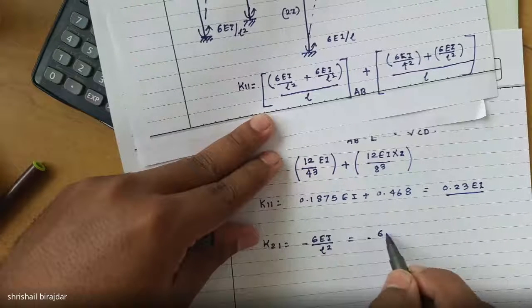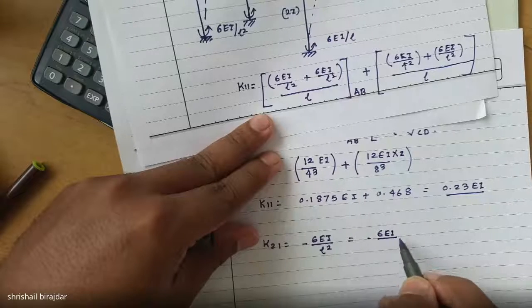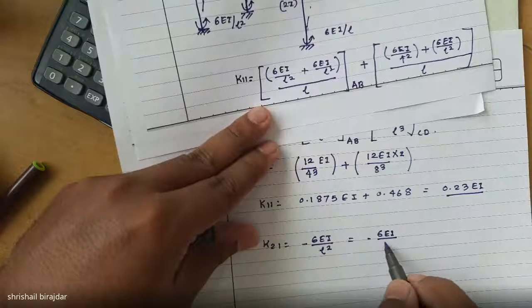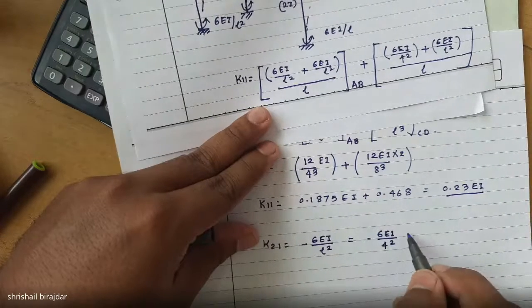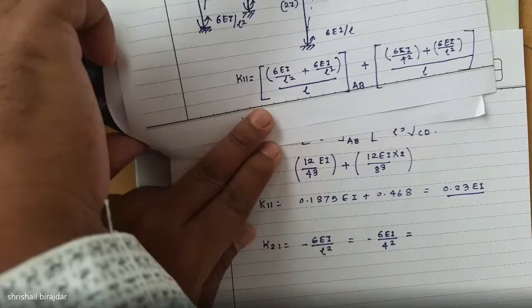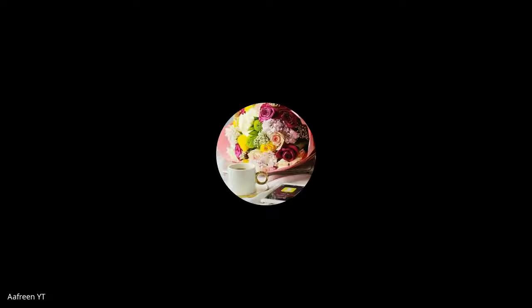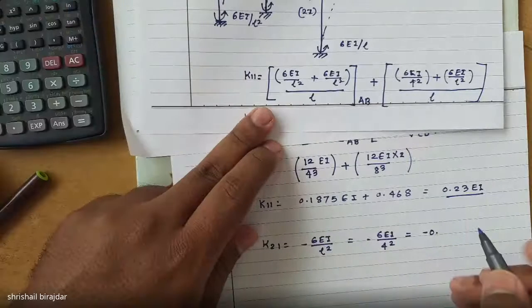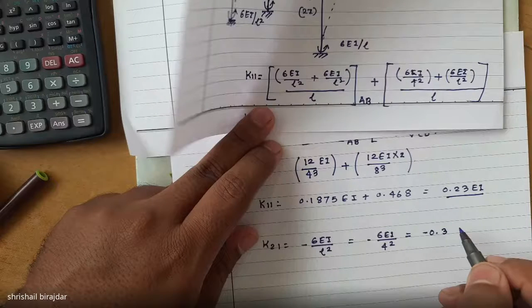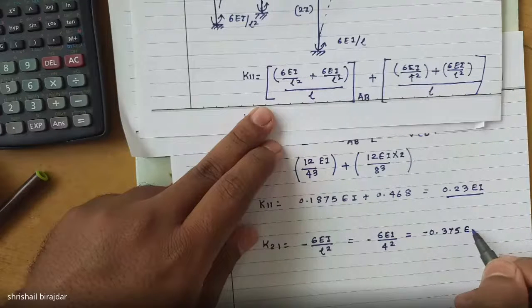6EI as it is divided by L square, 4 square. How much does it work out to be? 0.375.